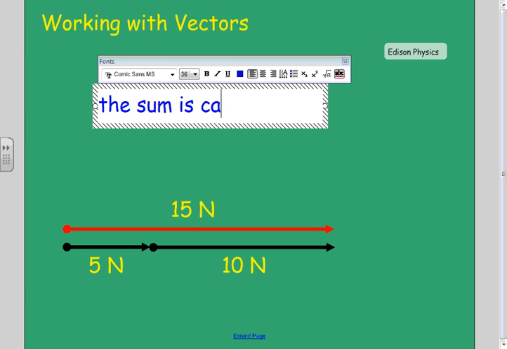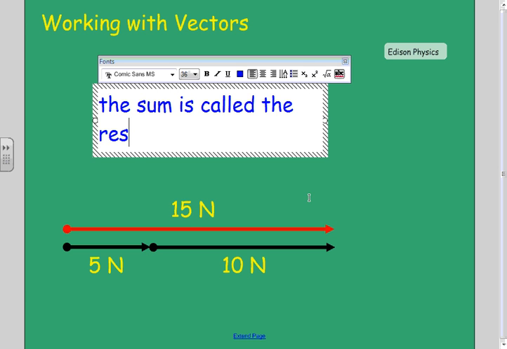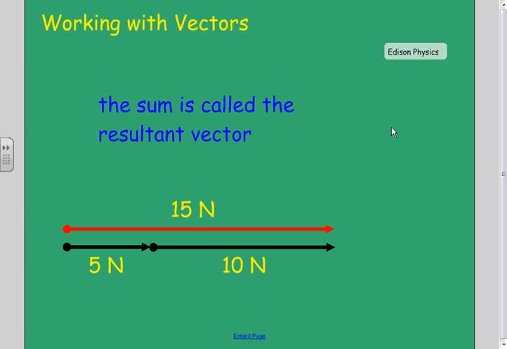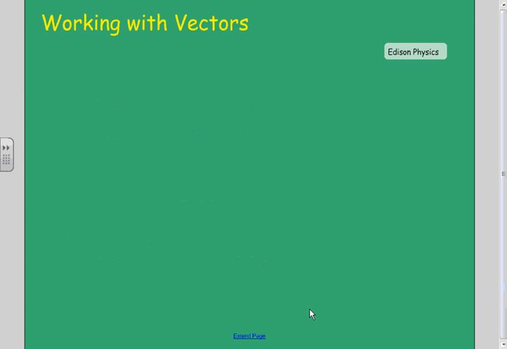Okay? The sum is called the resultant vector. So we'll have to keep that in mind as we go along. Okay, let's look at a different scenario. We're going to work with the same two vectors, but we're going to make them somehow different.